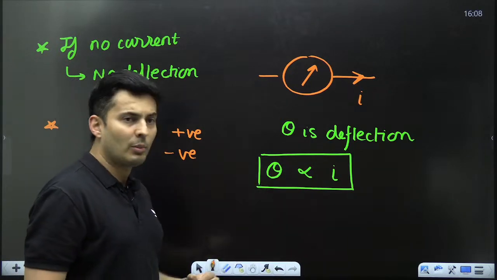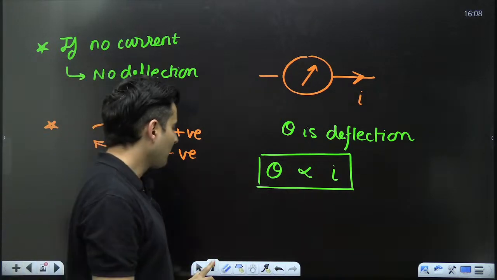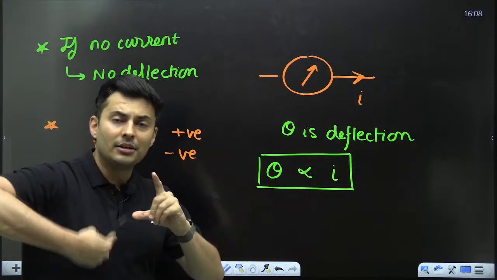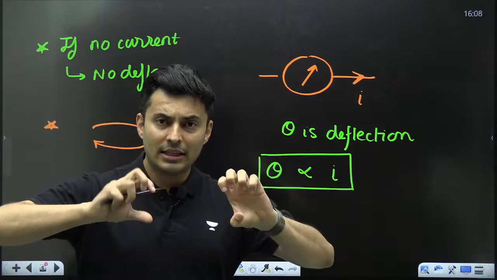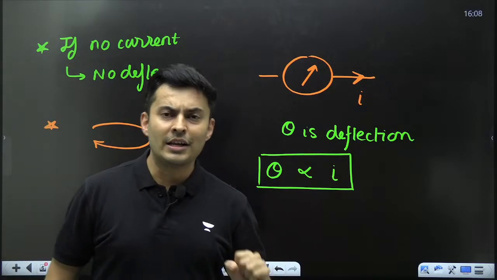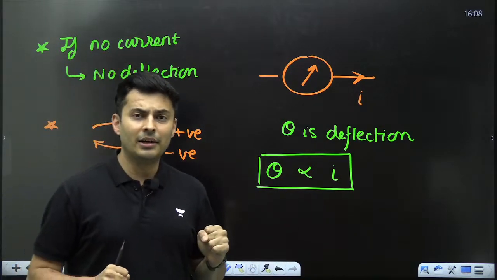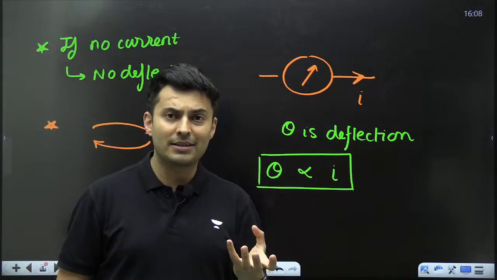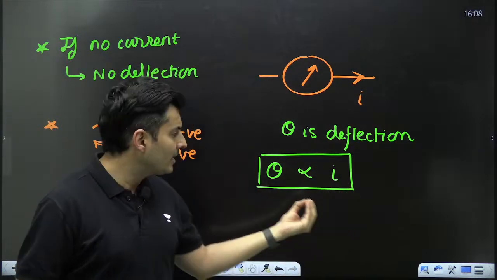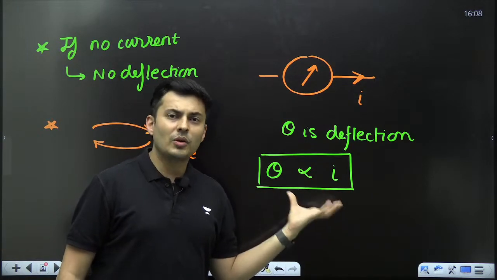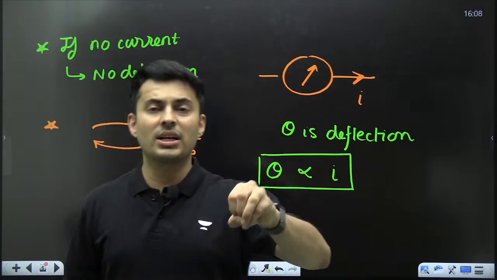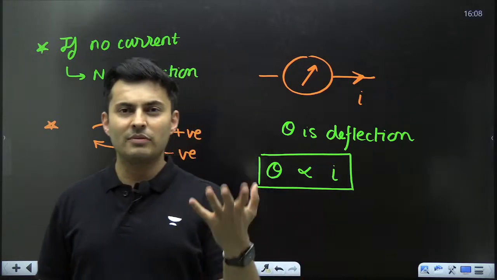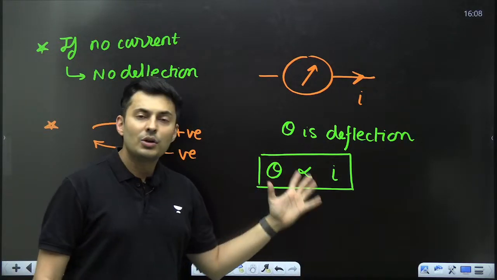This constant of proportionality depends on many things, like the coil's area, how many turns there are, the spring inside a galvanometer, and the magnet inside a galvanometer. It depends on the field of the magnets placed inside. All these things decide the proportionality constant. We will learn about the construction of the galvanometer in another chapter of magnetism, because we have not yet learned magnetism, so don't worry about it.